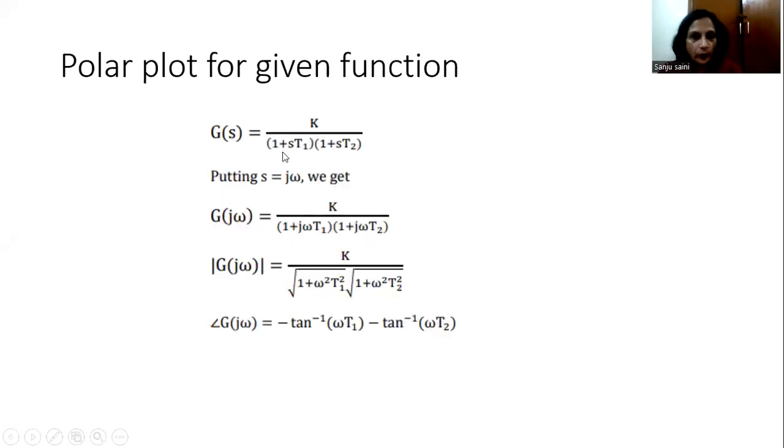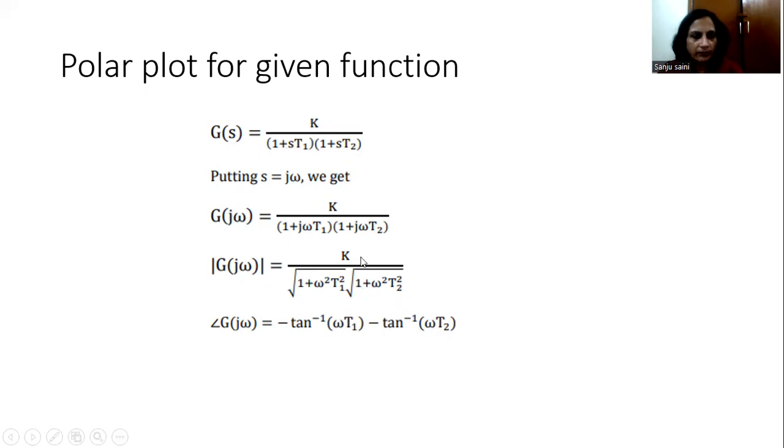It has two poles at s equal to -1/T1 and s equal to -1/T2. So first of all, we have the transfer function G(s), for which we want to draw the polar plot. The first step is to substitute s equal to j omega, then separate the magnitude portion and the phase portion. The magnitude will be K divided by root of 1 plus omega squared T1 squared, times root of 1 plus omega squared T2 squared.